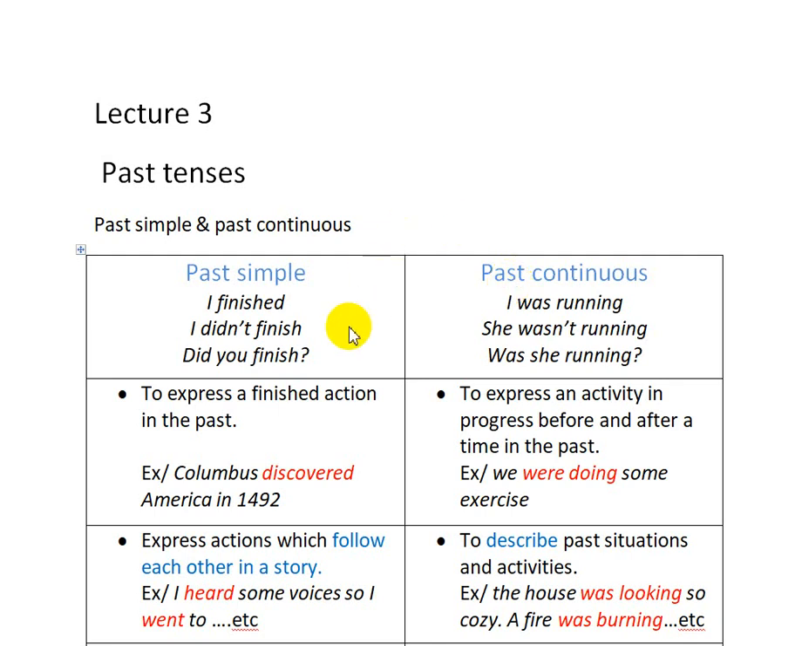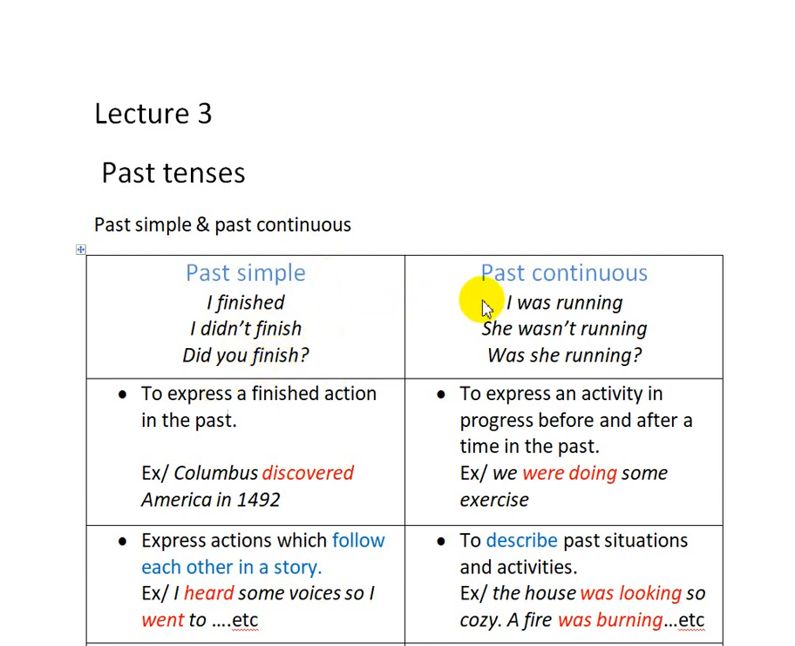So let's start with the formula for past simple tense, which consists of subject plus verb with the ed, or maybe irregular verb. For example, I finished. In the negative, I didn't finish. In the question, did you finish?